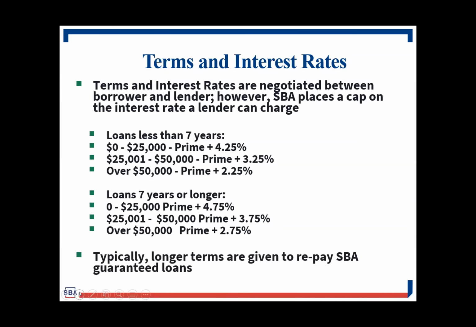So typically, the longer terms are given to repay SBA's guaranteed loans. So what does that do for you? Generally, the lender may only want to go 3 years for a working capital loan. With SBA's guarantee, they can go up to 5 years on a working capital loan. For equipment, they may only want to go 7 years. With SBA's guarantee, they can go longer, 7 to 10 years, or even up to 15 years, depending upon the useful life of the equipment.